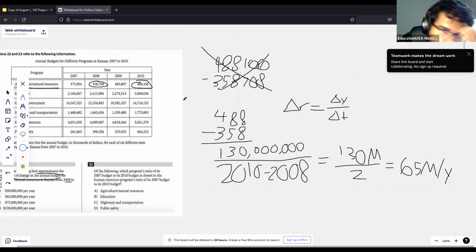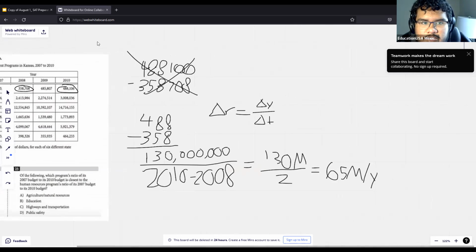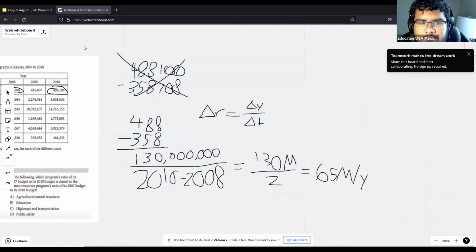So when you're dealing with big numbers like this, you don't necessarily have to do the precise calculations right down to that last single digit. You can just approximate with the biggest numbers first. Let me go ahead and clear this out so I can do the next problem.